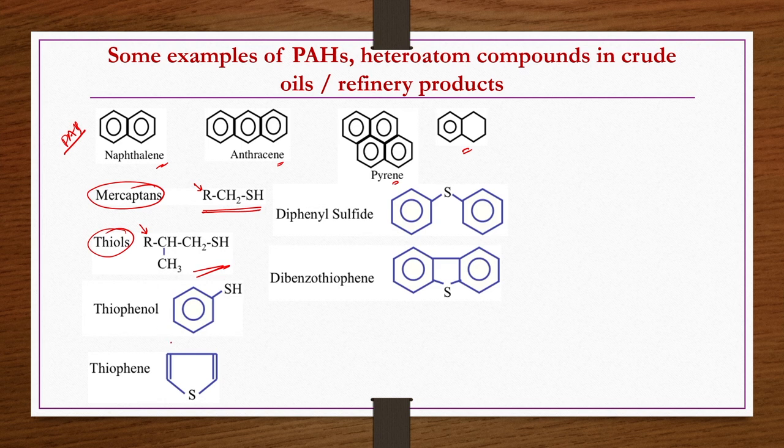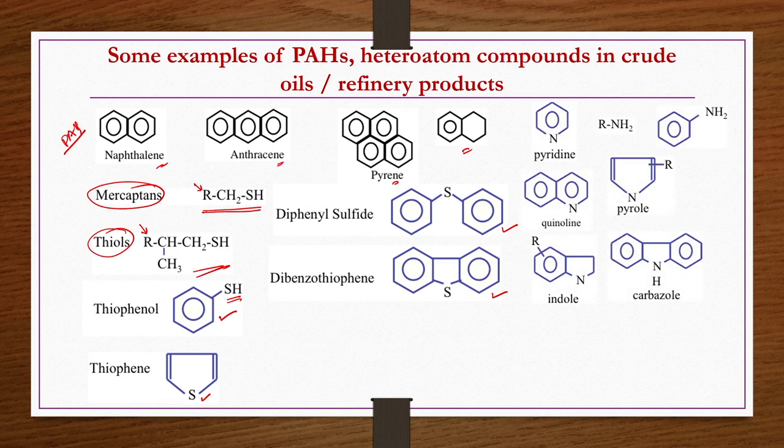One example of a sulfur heteroatom PAH is thiophenol, shown here. Like phenol, C6H5OH, in thiophenol you have C6H5SH, okay? Thiophene is one of the heteroatom PAH. Another example is diphenyl sulfide. Another example is dibenzothiophene, etc.